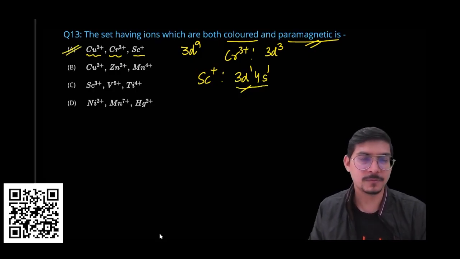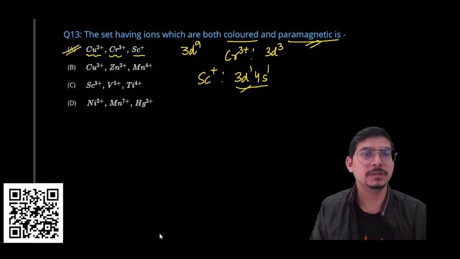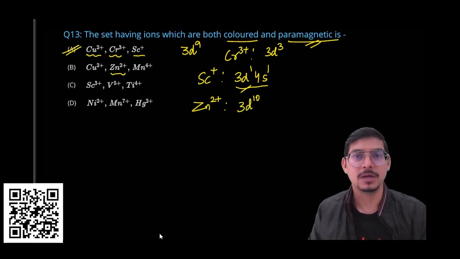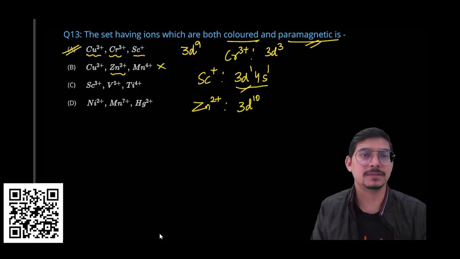Let us analyze the other options as well. In option B, Zn2+ does not make sense because zinc has a completely filled d subshell even in the +2 state. So Zn2+ is 3d10. So there is no unpaired electron in the d orbital, which means that it is not supposed to be colored. And also there would be no paramagnetism. So this rules out option B as the correct answer.